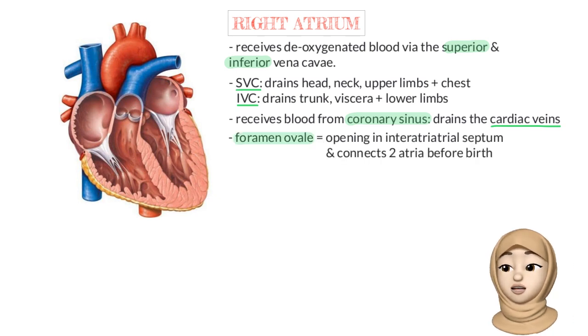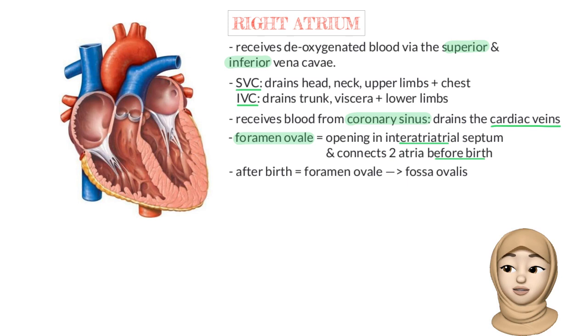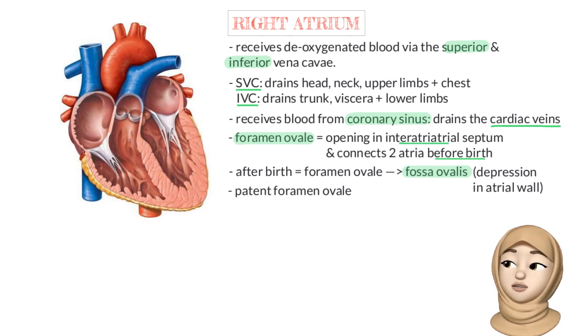The foramen ovale is an opening in the interatrial septum that connects the two atria before birth. After birth, it closes and forms the fossa ovalis, which can be seen as a depression in the interatrial septum after birth. Failure of the foramen ovale to close results in a patent foramen ovale.